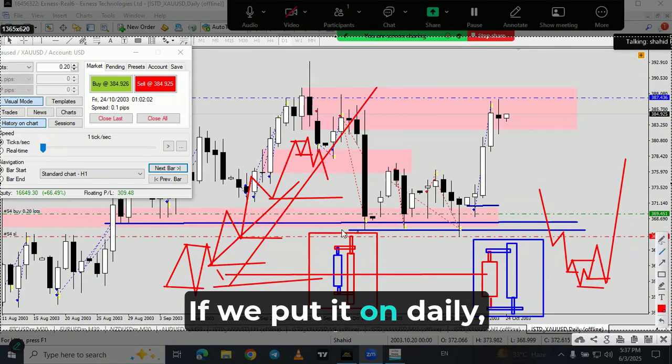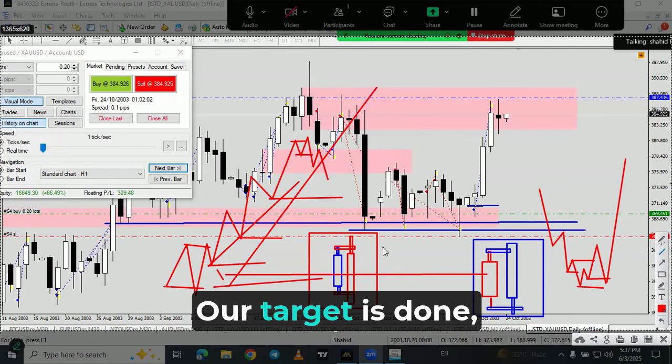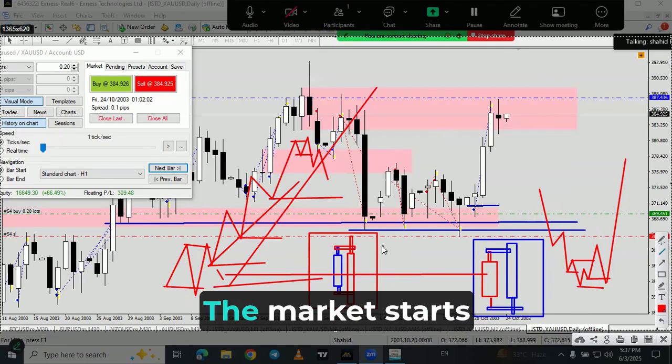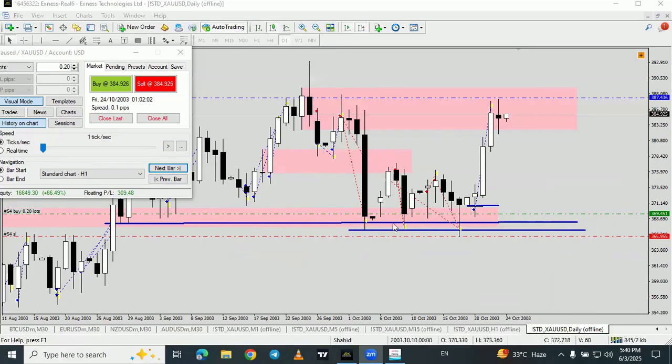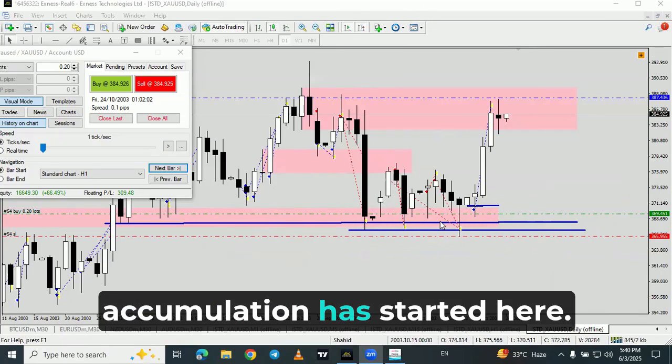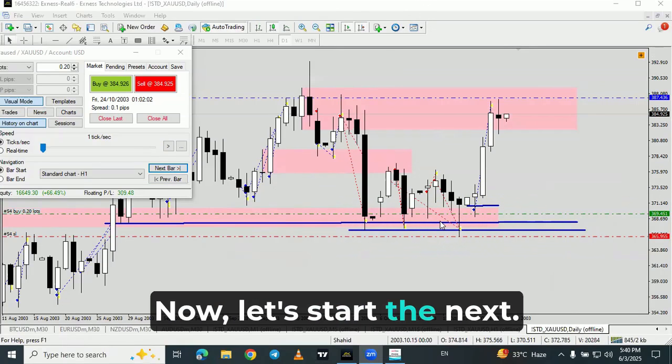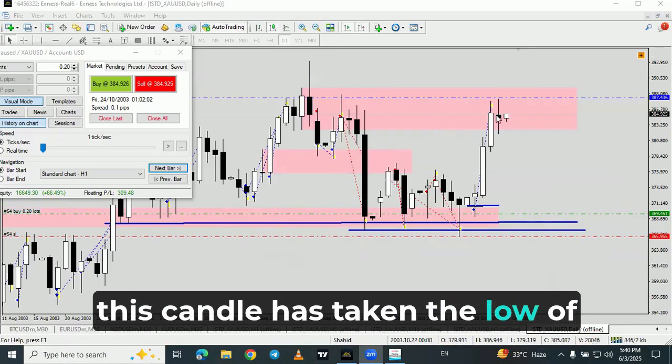If we put it on daily, the market becomes bullish. Our target is done. So now let's see the next. The market starts retracing here and it has to do accumulation here. See, accumulation has started here. Now let's start the next. See, this candle has taken the low of this candle.